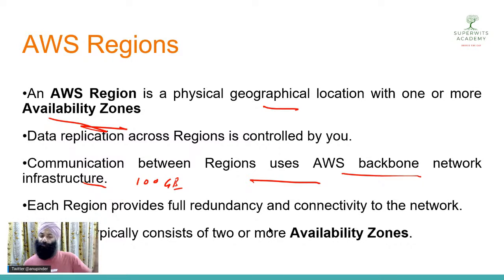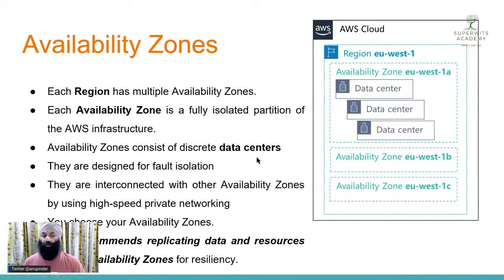Typically every region is going to have 2 or more availability zones, and each availability zone will have its own data centers residing in it. Overall, it's a big deal in terms of the reliability of the overall network. If you look at this particular diagram, this clearly indicates that in a particular AWS cloud, you will find a particular region. Right now this is EU West 1.